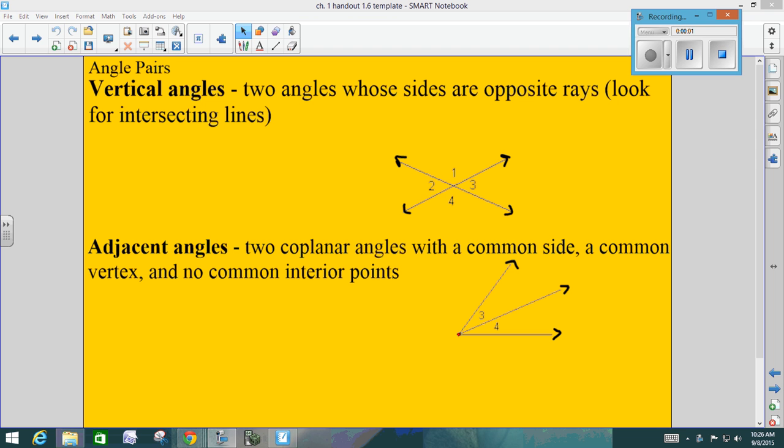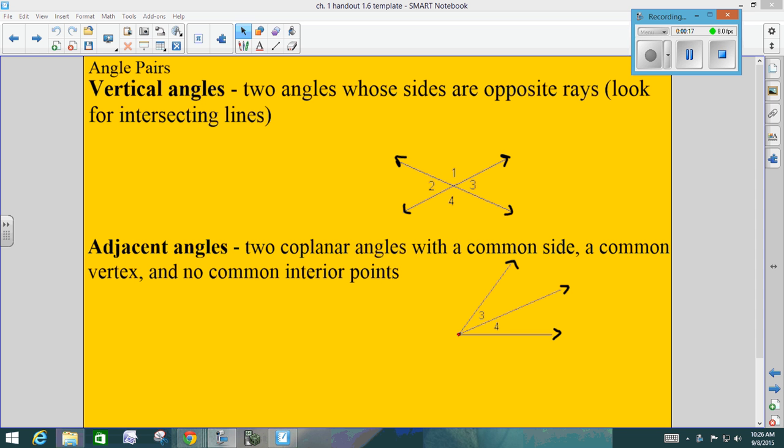What does it mean to be a pair? How many are in a pair? 2. Good. All these are going to come in twos. The first one, vertical angles: 2 angles whose sides are opposite rays.